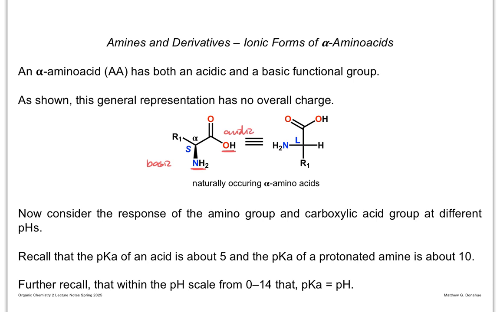So when they're shown in this representation, notice that everything's neutral. However, we need to consider the response of the amino acid and the carboxylic acid group at different pHs. The reason for that is we're going to consider these molecules under lab conditions from pH 0 to 14, but then under physiological conditions around 7. And so we want to have an idea of what sort of charged species exist for those structures.